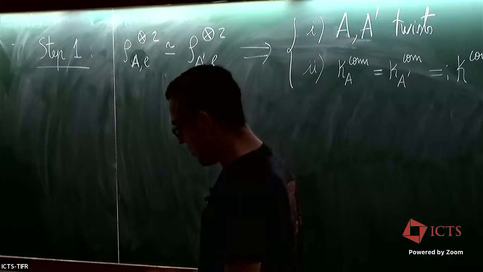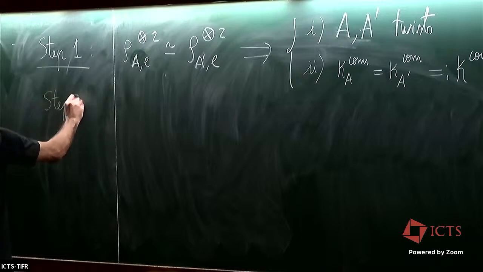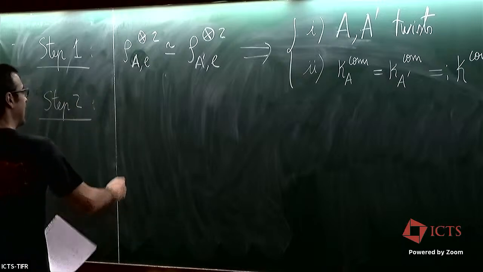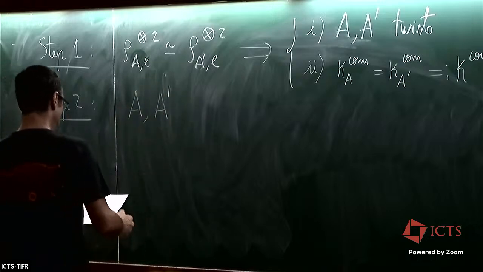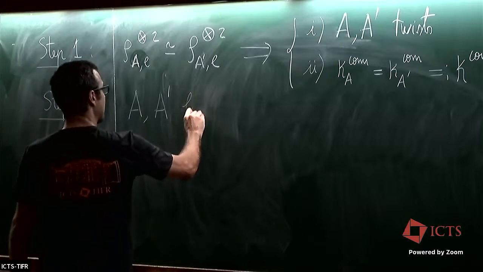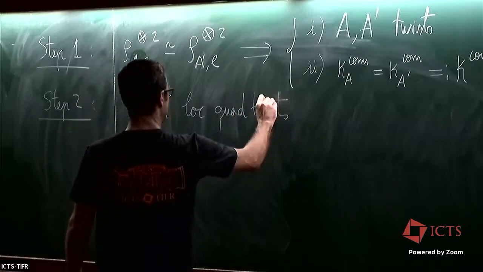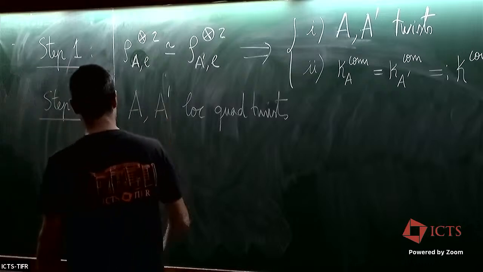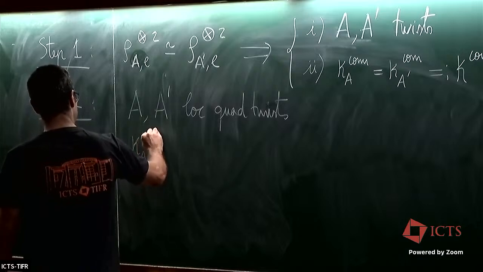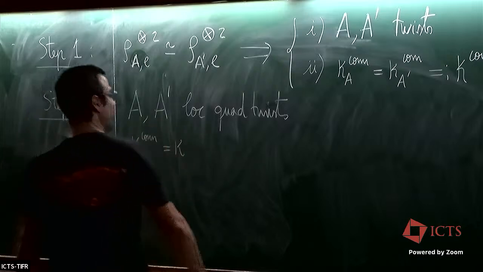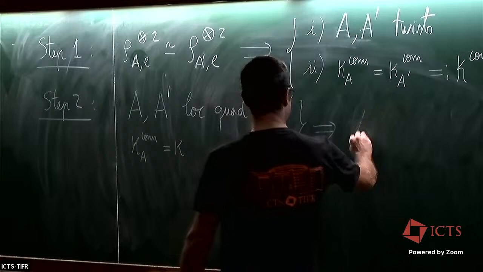And good, what's the second step? The second step in the proof is to show that if A and A prime are locally quadratic twists, and their L-adic monodromy groups are connected, in other words, K connected coincides with the field of definition K, then the abelian varieties are quadratic twists of each other.